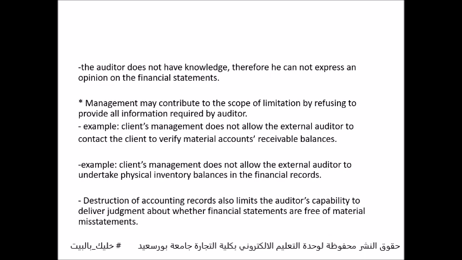Second example, the client's management doesn't allow the external auditor to undertake physical inventory balances in the financial records, or through destruction of accounting records, which also limits the auditor's capability to deliver judgment about whether the financial statements are free of material misstatements. So he also will disclaim his opinion.